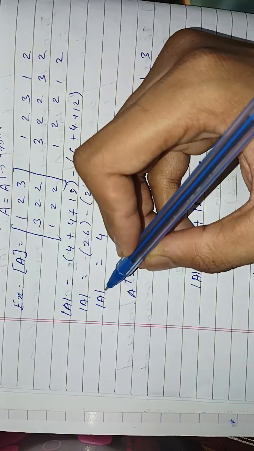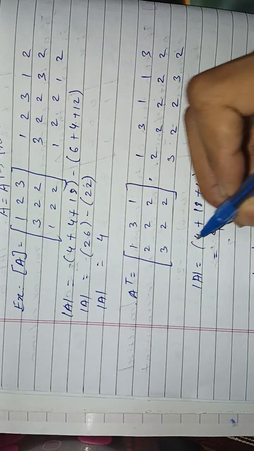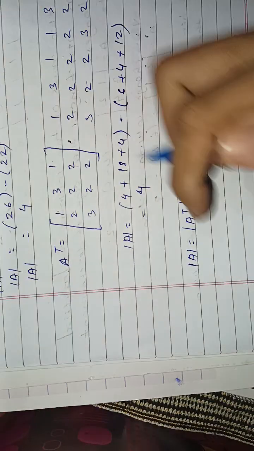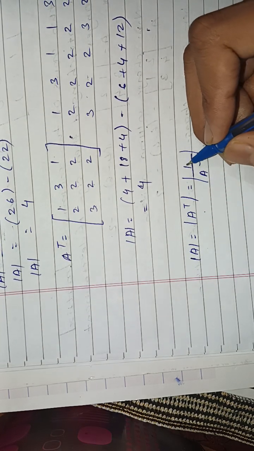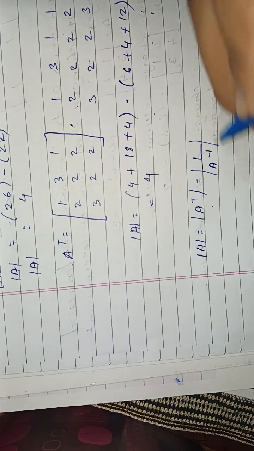So here determinant of A is also 4. Determinant of A transpose is also 4. So determinant of A is equal to its transpose. It is also equal to 1 upon determinant of A inverse. A inverse is in future videos.